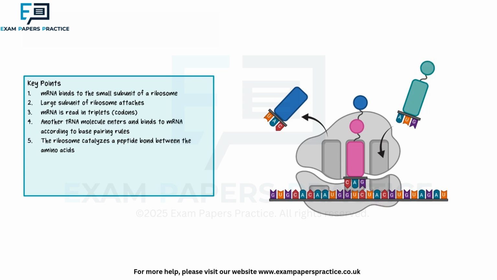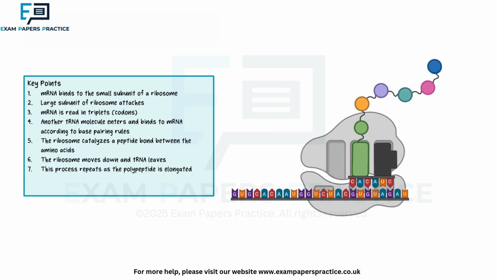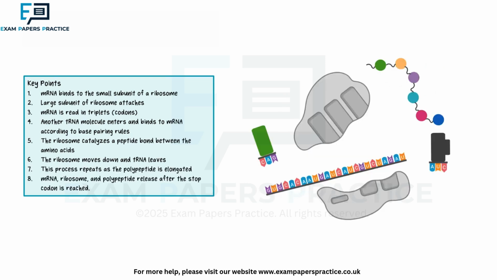A peptide bond forms between amino acids and the polypeptide chain elongates. This process continues until the polypeptide chain is complete. The end of the polypeptide chain is signaled by a stop codon, which leads to the release of the polypeptide. Now, the free polypeptide is able to fold into a protein or be processed further in the endoplasmic reticulum.